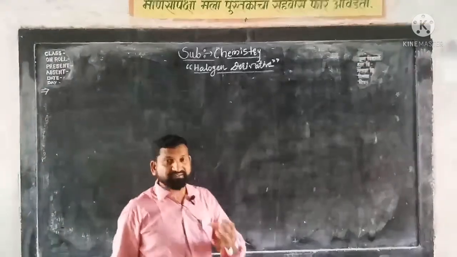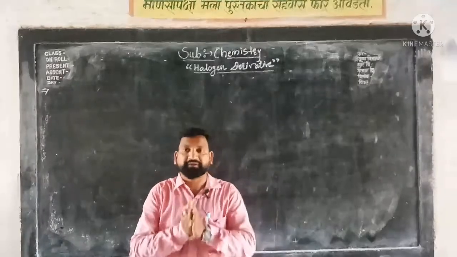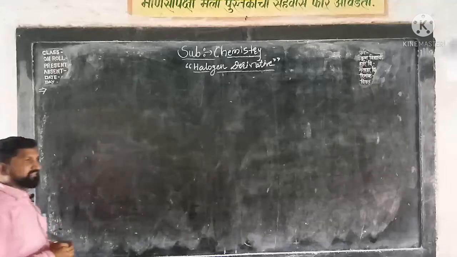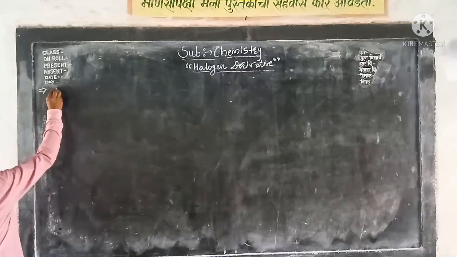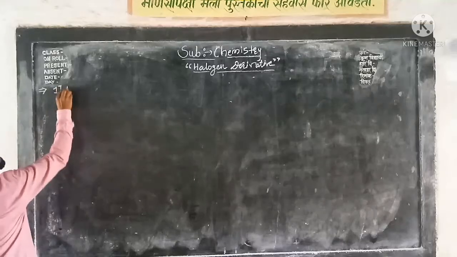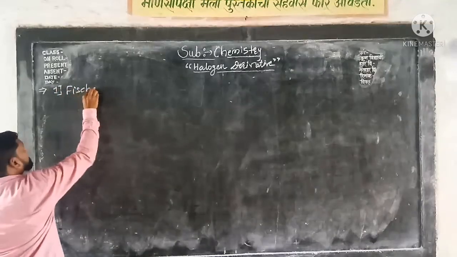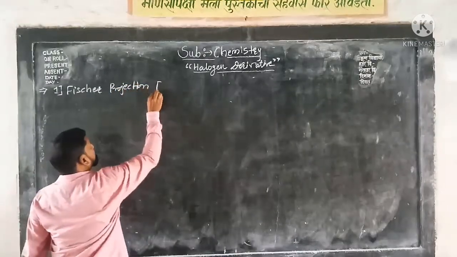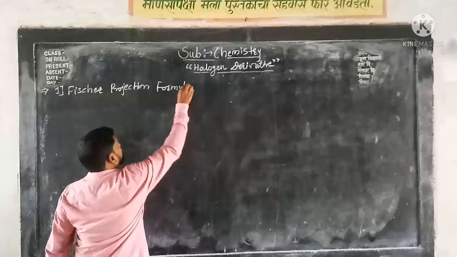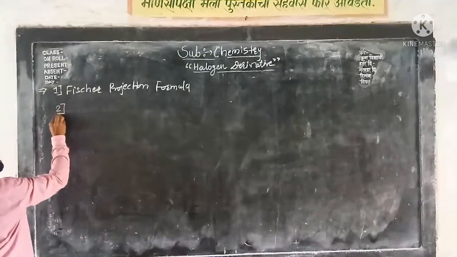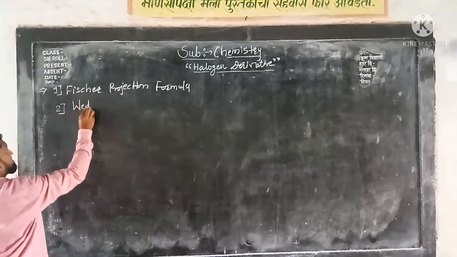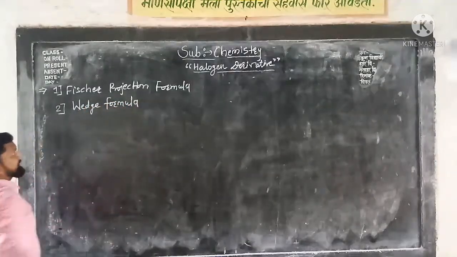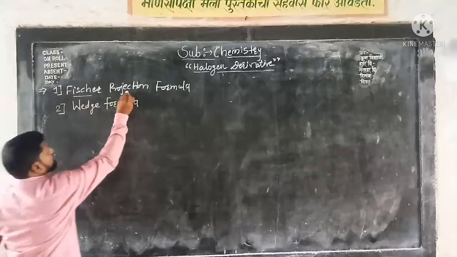How can we represent a molecule on the plane of a paper? For that purpose we have two proposed methods or patterns. Out of that, the first one is the Fisher projection formula. After that we will see the Wedge formula. So let us start from the Fisher projection formula.